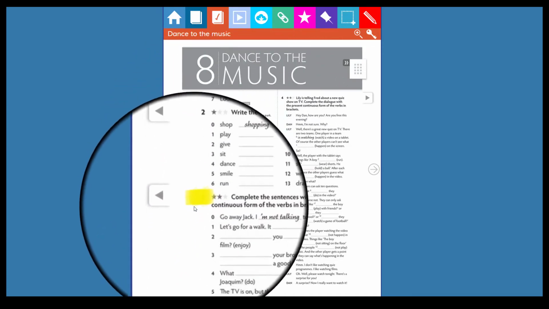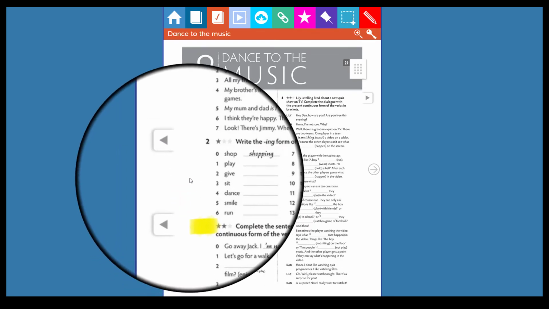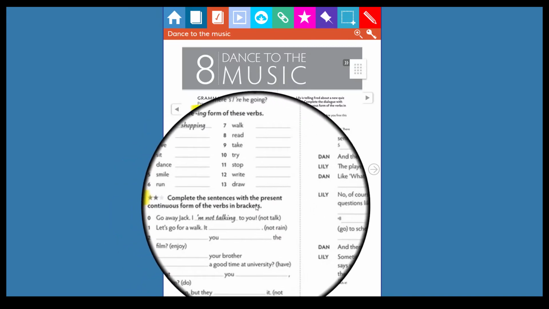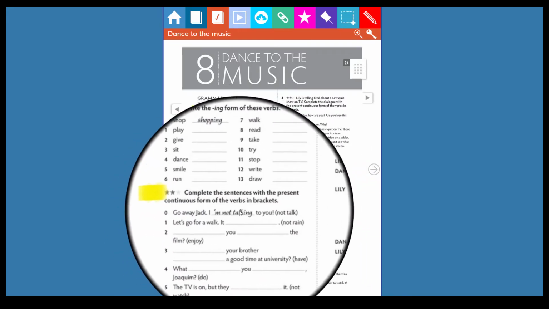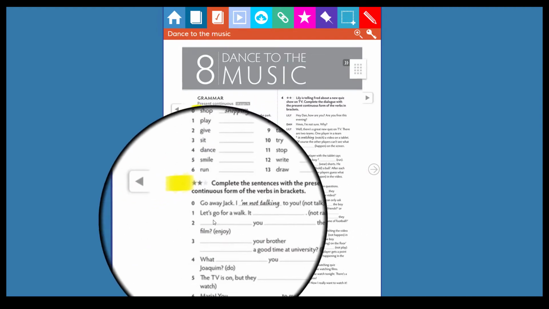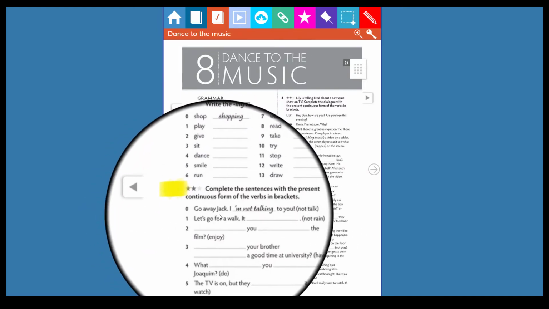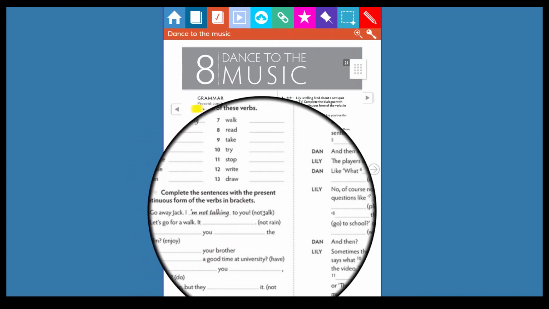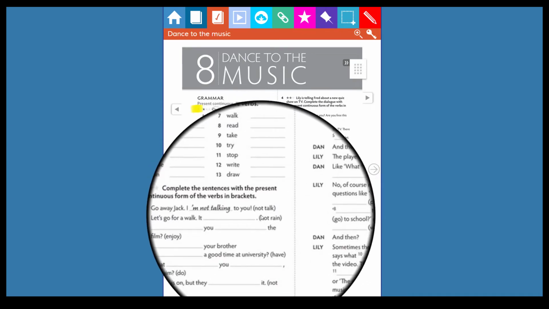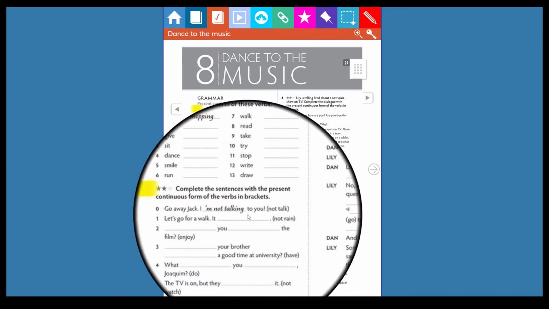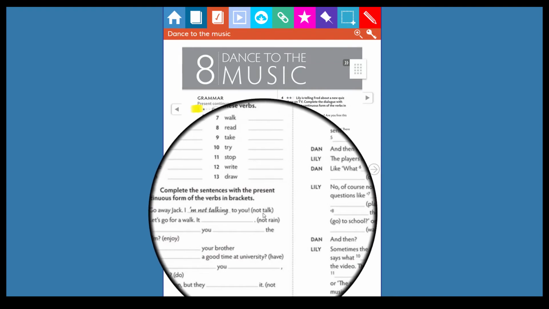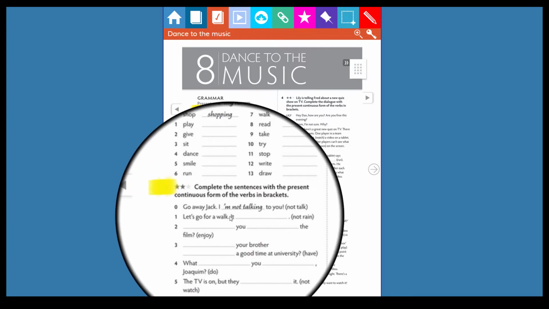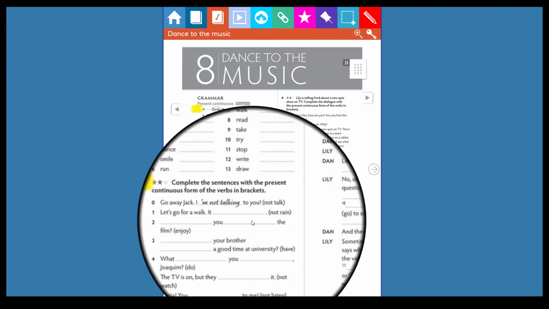Okay? Then you have to do activity number 3, not 2. 3, okay? Complete the sentences with the present continuous form of the verbs in brackets. Number 0 says, go away, Jack. I am not talking to you. So you have to use the verb in parentheses and you have to complete the sentences. Van a ocupar los verbos entre paréntesis con la forma correcta, en este caso negativa, y van a completar la oración utilizando el presente continuo correctamente.